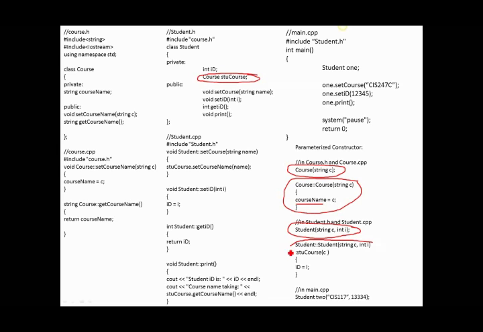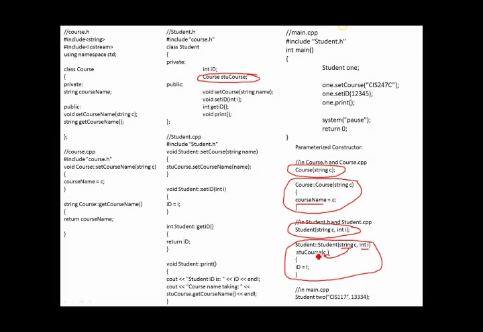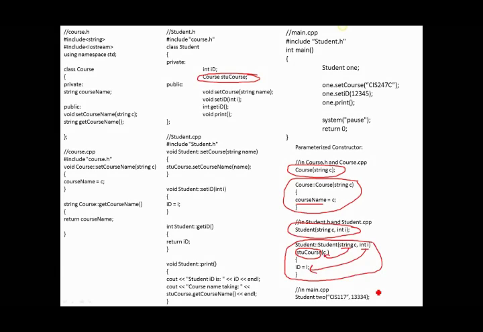Here's how the parameterized constructor's function definition would look. The student constructor takes in a string C and an int I. However, it doesn't set a string C for course name here. It actually passes the C to the course object StuCourse. And then the I is set to ID. And then in int main, all we have to do is create an object of the student class, pass in the course name, and pass in the ID.